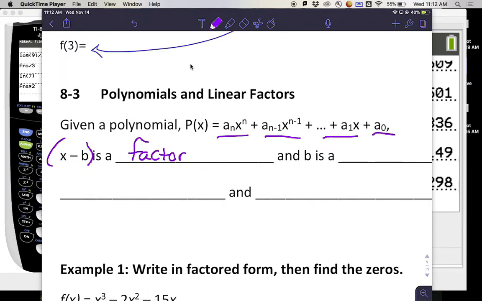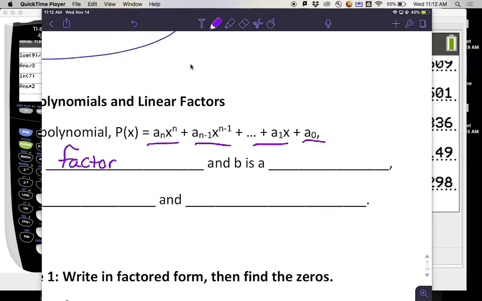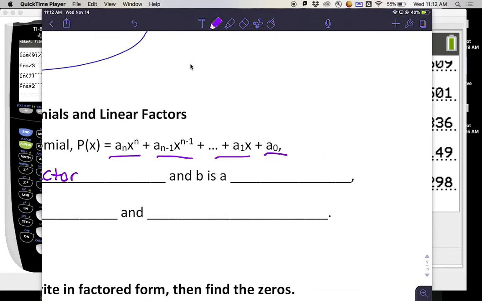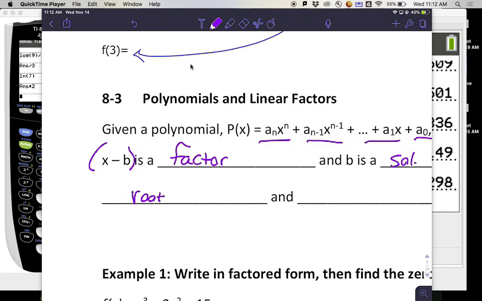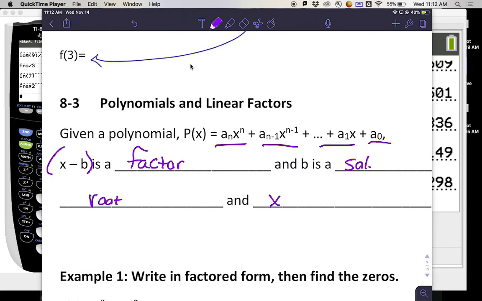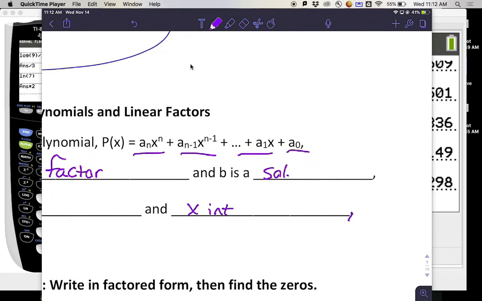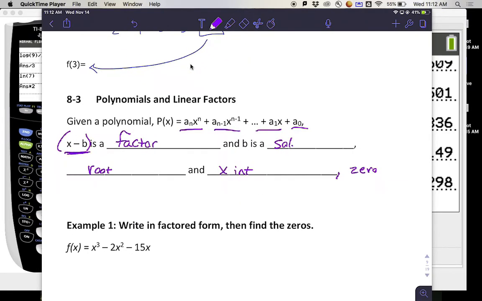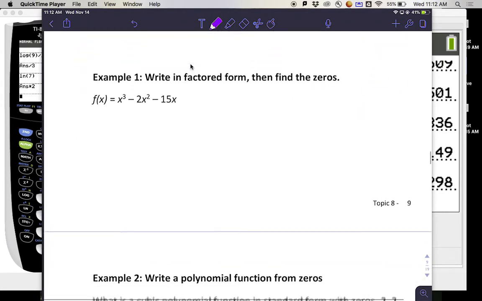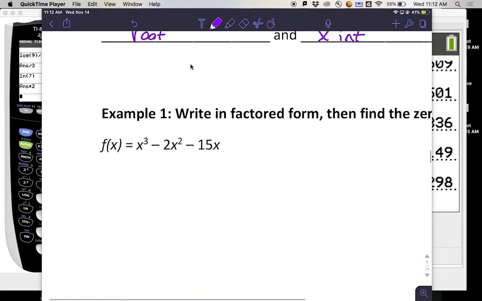And if x minus b is a factor, then b, which is the opposite sign, notice, is going to be either a solution, a root, or an x-intercept of your graph. Solution, root, x-intercept. You could even say it's a zero. So any of these factors would be kind of like the x-intercepts of your graph, and we'll look at a graph as an example in a minute.